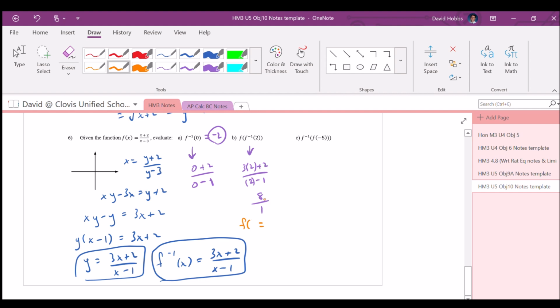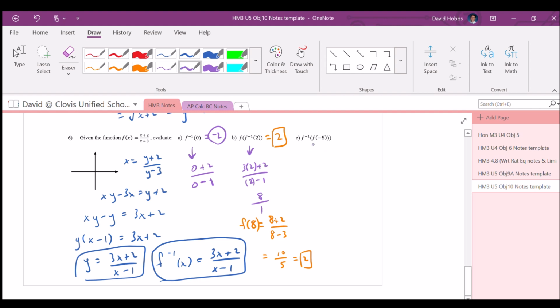Okay, so I'm doing f of 8. So f of 8, 8 plus 2 over 8 minus 3, which is 10 over 5, which is 2. And so we've got 2. Here we go. f of f inverse of 2 is 2. That's strange. We started with a 2, we ended with a 2. Okay, let's try the last one here, and we'll be done.